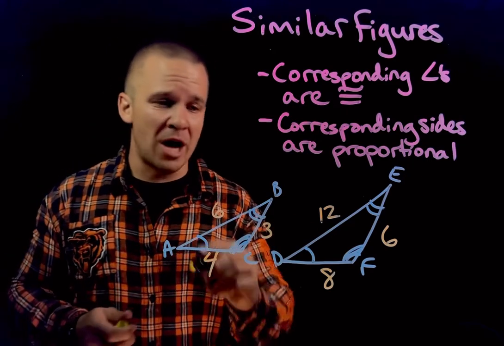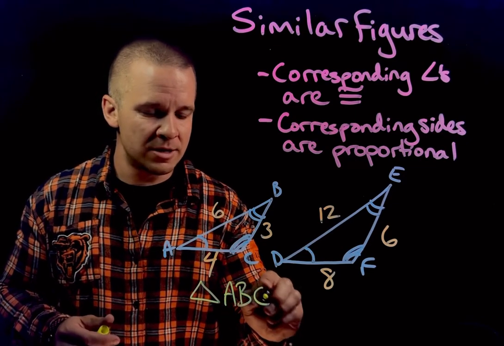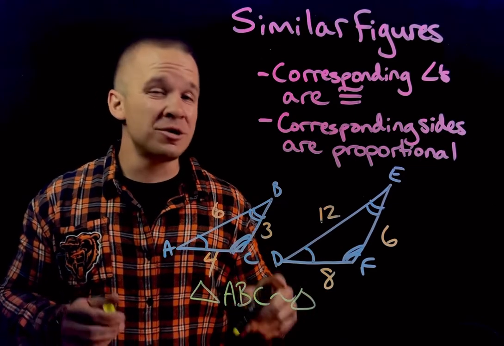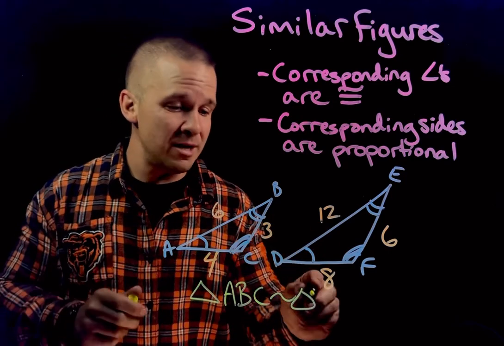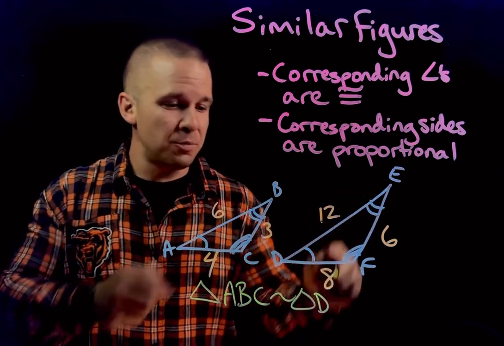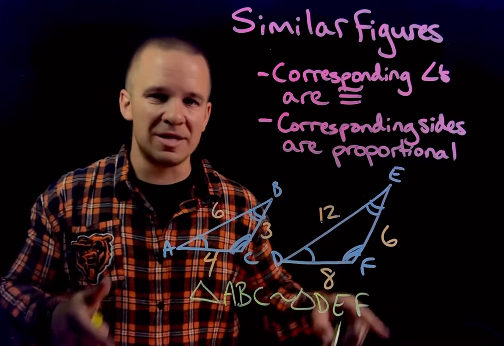So I got my first triangle, which is ABC. I'm going to say triangle A, B, C. It's going to be similar to, and we're just going to line up those congruent angle vertices. So A lines up with D, B lines up with E, and C lines up with F. Boom. We got ourselves a similarity statement.